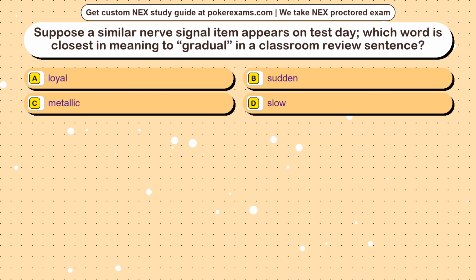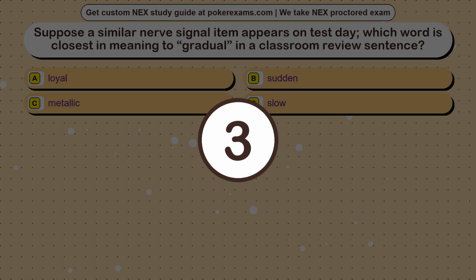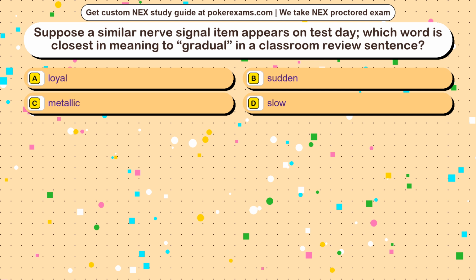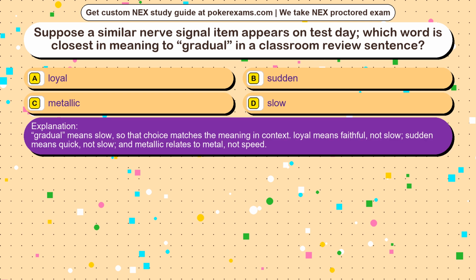Question 7. Suppose a similar nerve signal item appears on test day. Which word is closest in meaning to gradual in a classroom review sentence? Option A, loyal. Option B, sudden. Option C, metallic. Option D, slow. The correct answer is option D. Gradual means slow, so that choice matches the meaning in context. Loyal means faithful, not slow. Sudden means quick, not slow. And metallic relates to metal, not speed.